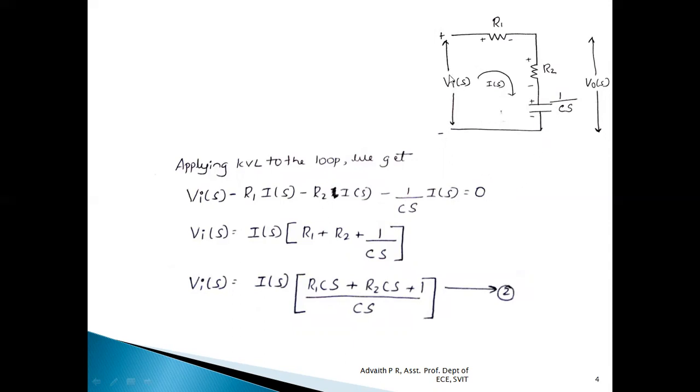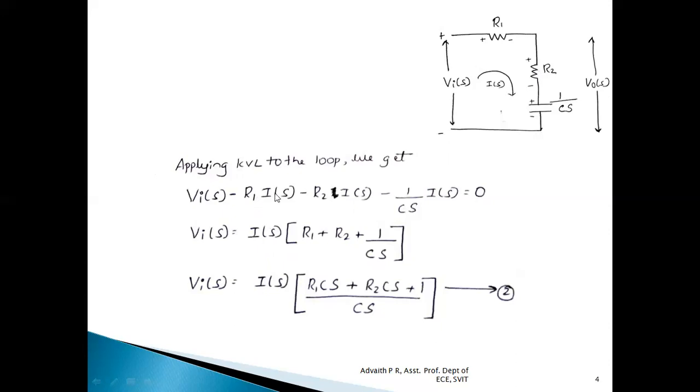Next, when we analyze the circuit in the clockwise direction, negative to positive, there is a rise in potential, so that should be taken as positive. So plus Vi of S. Positive to negative, there is a drop in potential, so the voltage should be taken as negative, minus R1 into I of S. Positive to negative, again a drop in potential, so again negative, minus R2 into I of S. Positive to negative, again a drop in potential, minus 1 by CS into I of S equals 0.